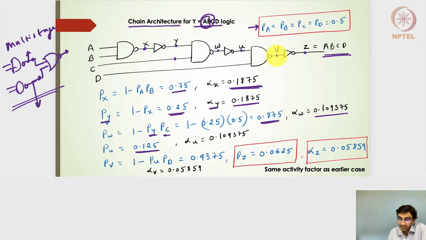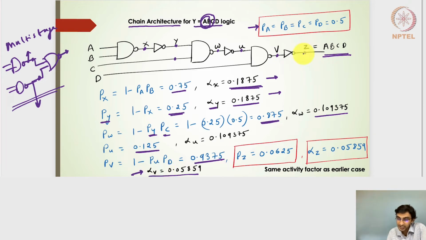PV is coming from the third 2-input NAND gate, so it's nothing but a function of PU and PD. So 1 minus PU and PD, that will be 0.9375, and alpha V will be 0.05859. So this is something we had got previously also. We had got this particular value of the activity factors.